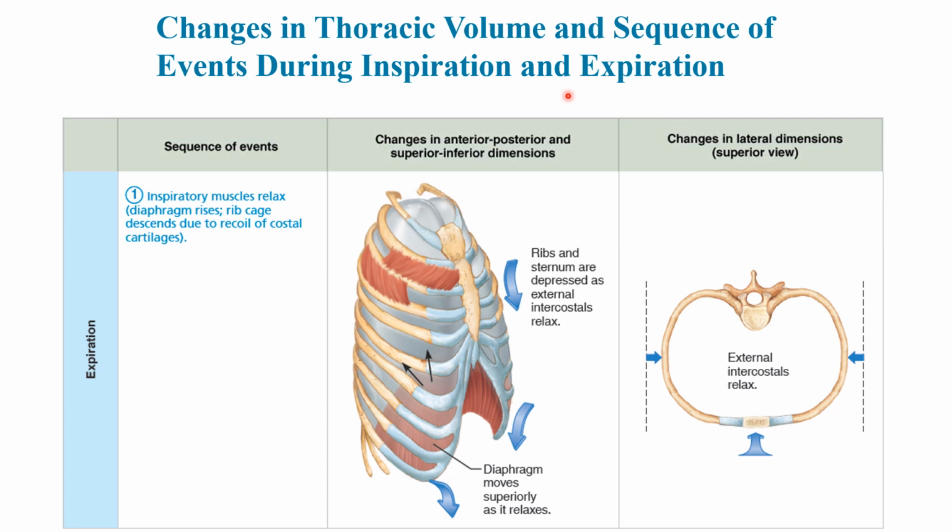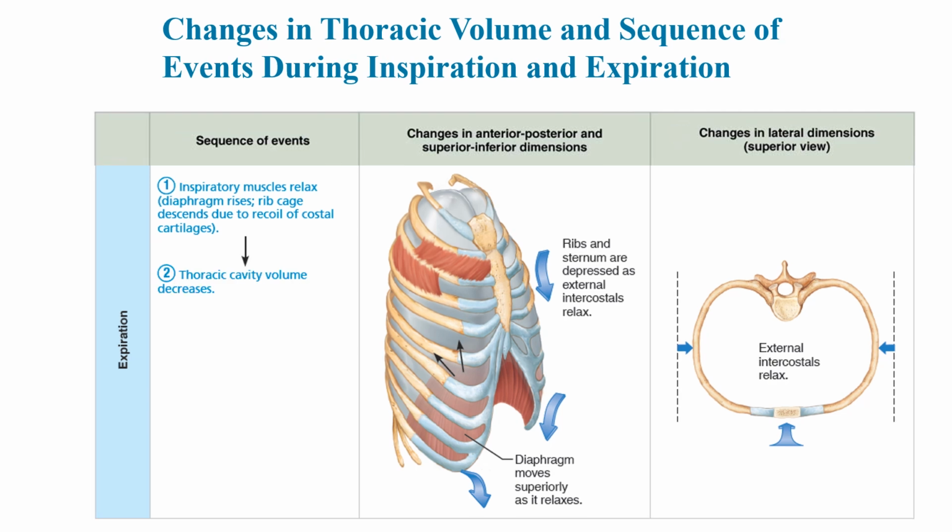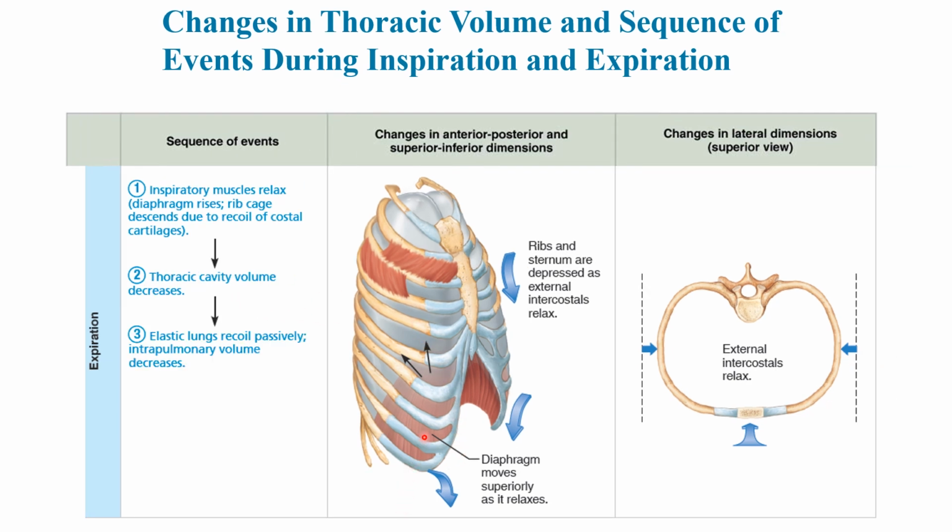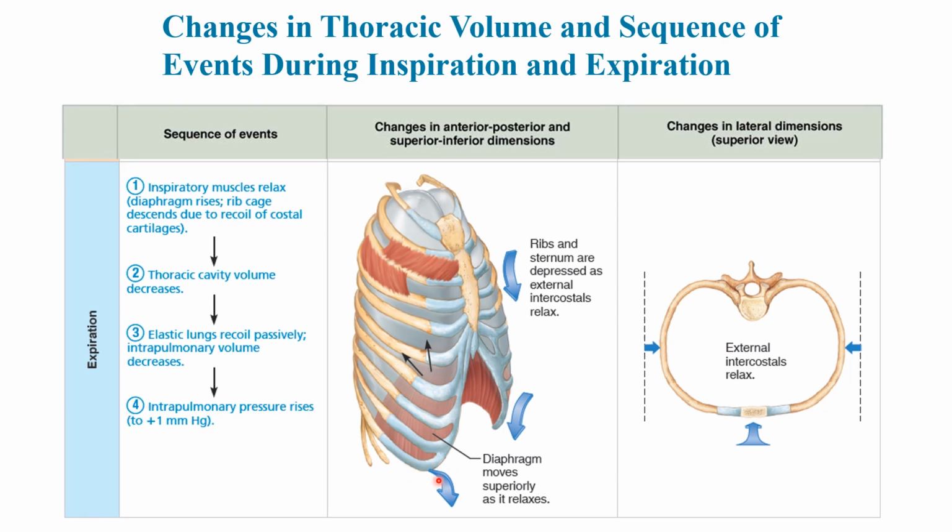So now what happens in expiration is that the muscles of inspiration relax. So the diaphragm again becomes dome shaped, which reduces the thoracic cavity volume, and then the external intercostals also relax, and this brings the rib cage back to its normal level. Because of this, the thoracic cavity volume decreases. Now the lungs recoil, and because of the recoiling of the lungs, the intrapulmonary volume decreases.